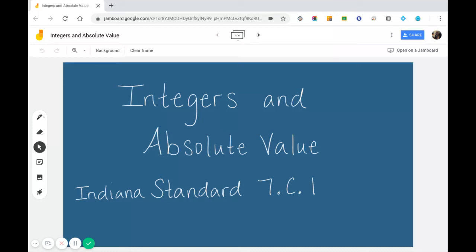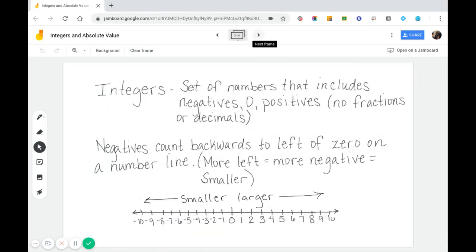Hi, everybody. So today I am going to just introduce you to integers and absolute value. For Indiana, this is State Standard 7C1. Let's get started. Okay, so the set of integers, that would be your negatives, your positives, and zero.